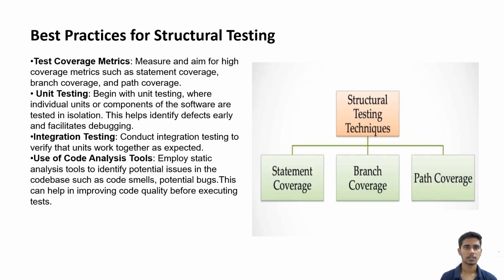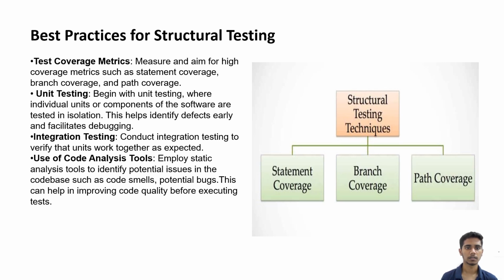Best practices for structural testing. Test coverage metrics. Measure and aim for high coverage metrics such as statement coverage, branch coverage, and path coverage. Unit testing. Begin with unit testing, where individual units or components of software are tested in isolation. This helps identify defects early and facilitates debugging. Integration testing. Conduct integration testing to verify that units work together as expected.